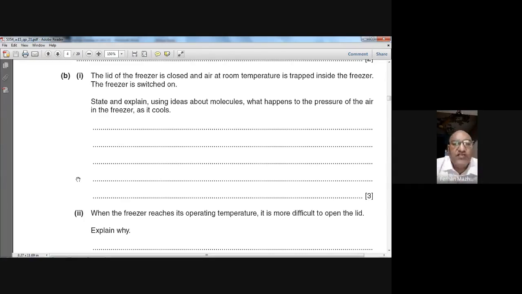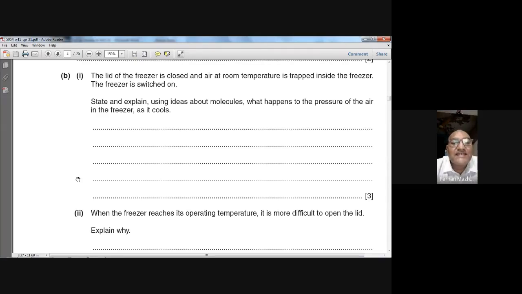If the air is trapped inside the freezer and you close its lid and switch on the freezer, it will start cooling. So the temperature of the air inside the freezer will drop. When the temperature drops, the average kinetic energy of the air molecules inside the freezer decreases, which means the air molecules are now moving at slower speed. Because they are moving slower, their collision frequency with the walls of the freezer will decrease.